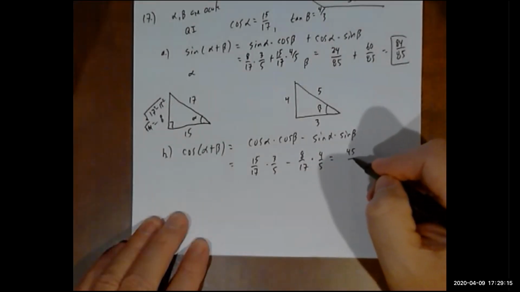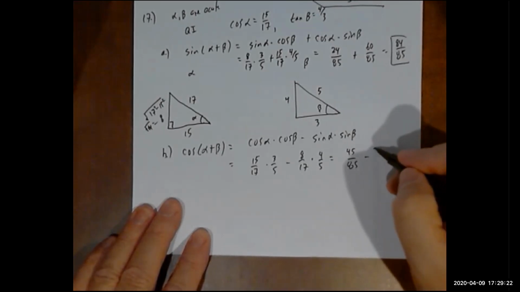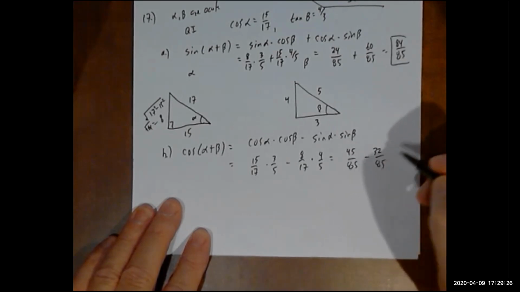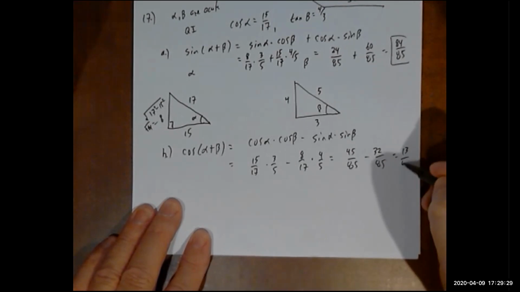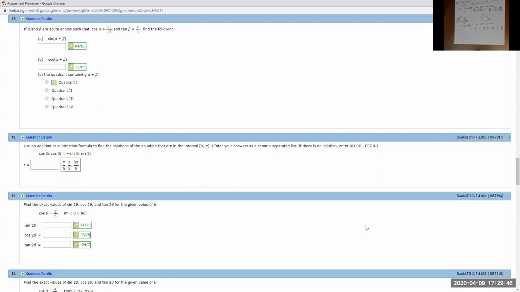So 45 over 85 minus 32 over 85. 13 over 85. Did anybody see that answer before we closed it out? So 13 over 85. Looks like that's correct. Now the final answer is what quadrant is it in? Well, let's just look. Here's the sign, it's a positive number.